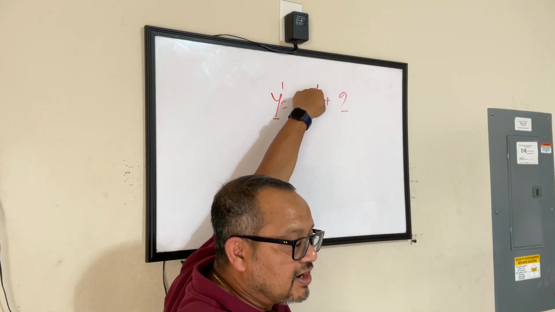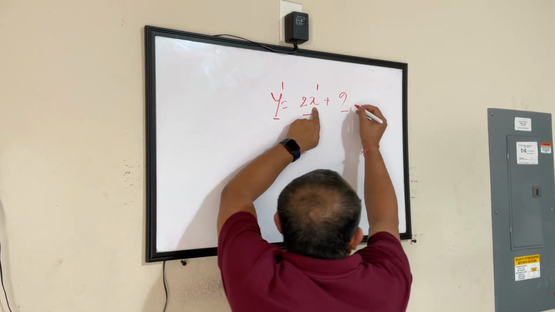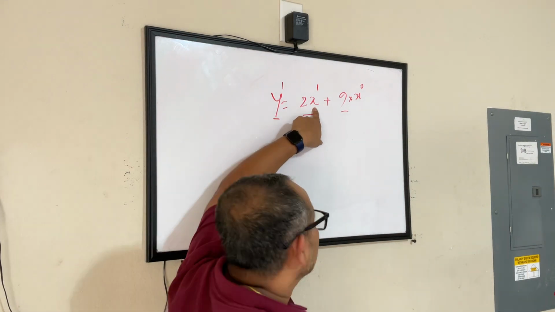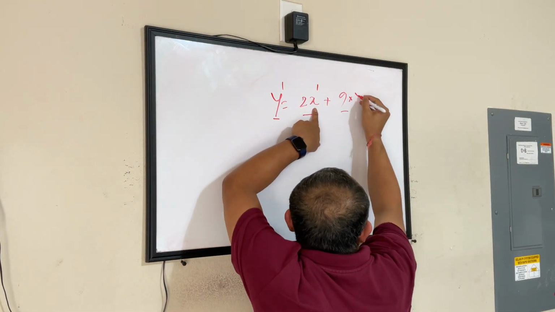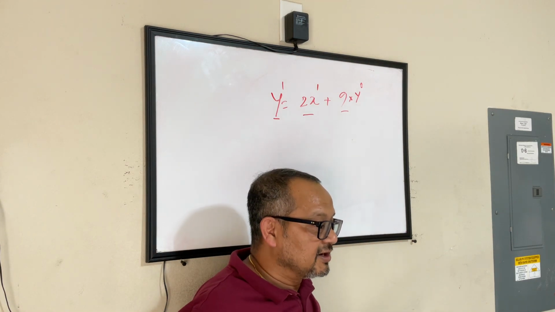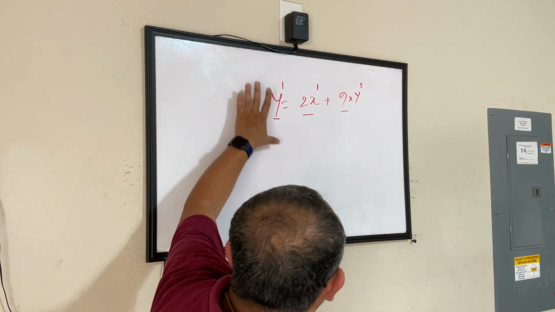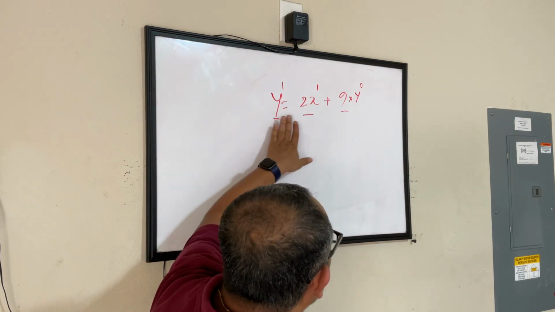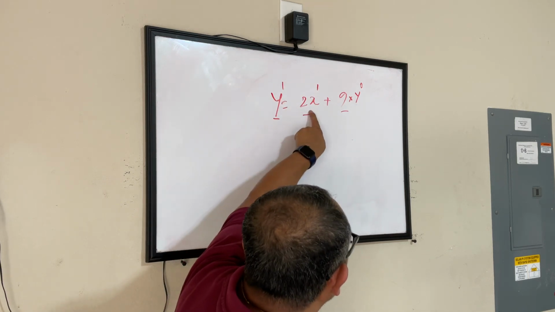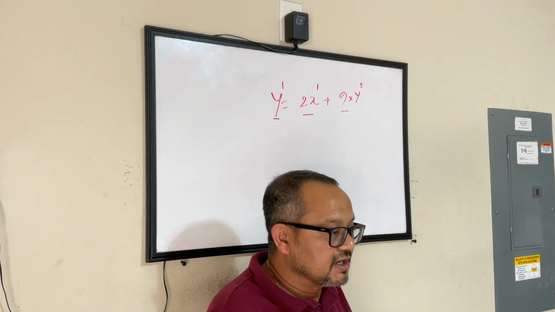Why I'm emphasizing the point saying maximum power 1 is because I can also write 9 as 9 into x to the power 0, or 9 as 9 into y to the power 0. Correct? Okay, so here what I'm saying is, in an equation, when I have one or more variables, when the maximum power of the variable, here x and y are two variables, the maximum power of them is 1, that is called a linear equation.